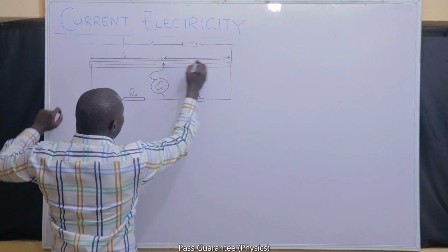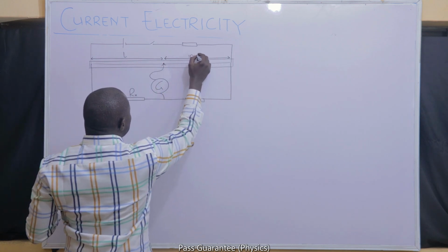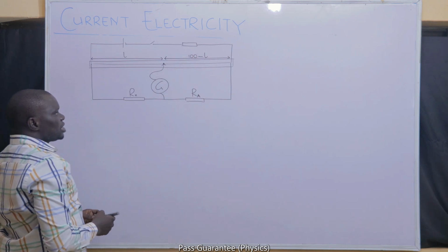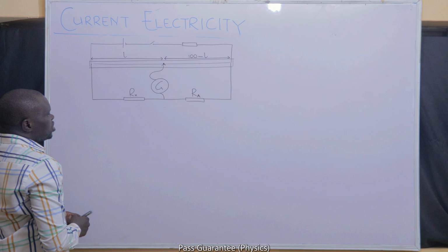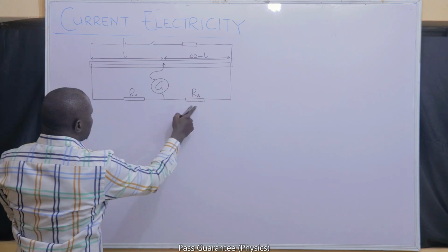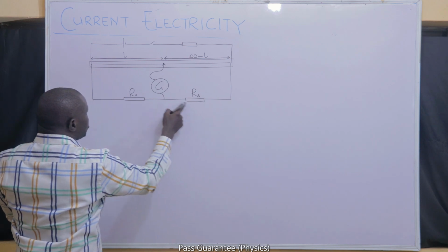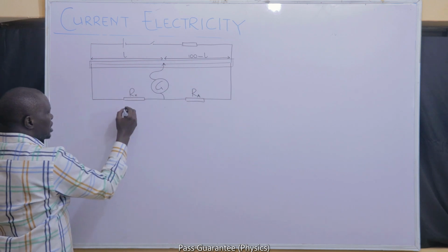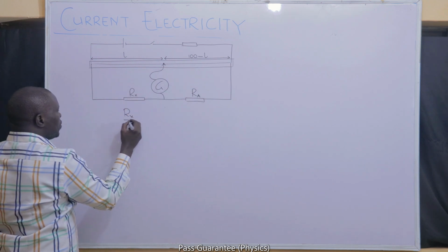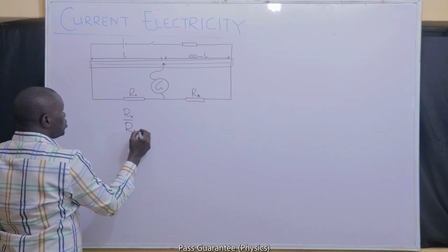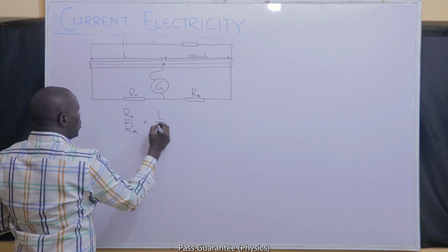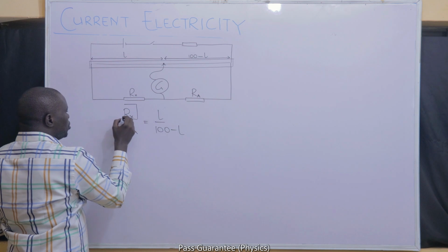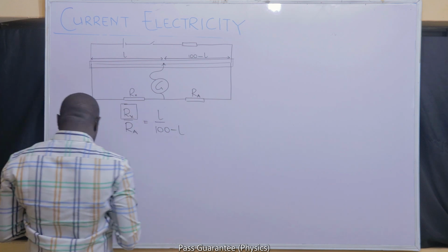If it is a meter rule, it means this other end will be 100 centimeters or 1 meter minus L, because 100 centimeters is equal to 1 meter. I can now say that the ratio of the resistances must be equal to the ratio of their corresponding lengths. So I can say that Rx all over RA must be equal to L all over 100 minus L. And that way, I'll be able to know Rx if I know the length.